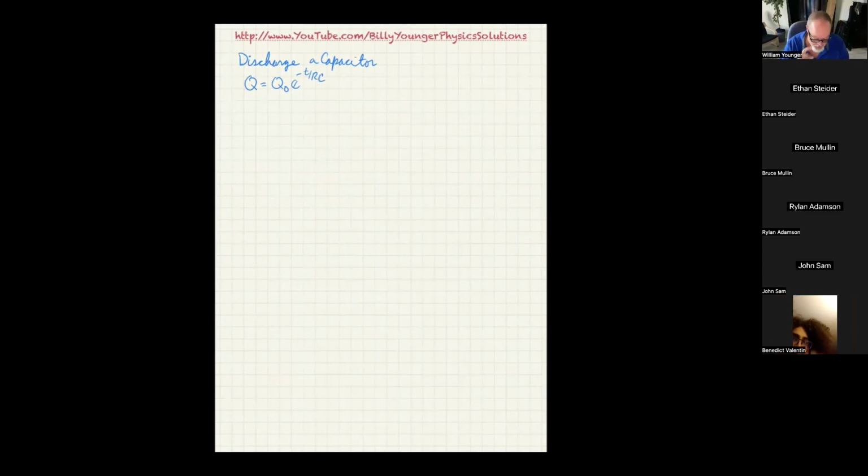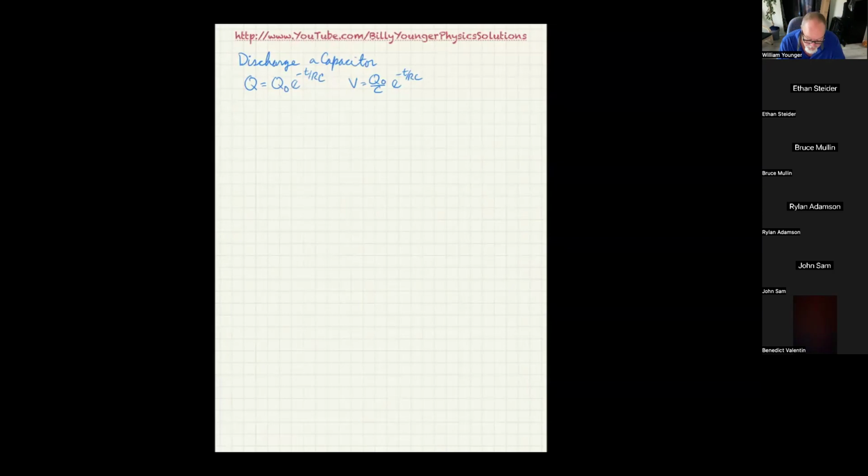And of course, you can see that the voltage is going to do the same thing. The voltage is going to be V0, but we can also say that's going to be basically Q over C. So we can call this Q0 over whatever the capacitance is. And that would be times e to the negative t over RC. So assuming that the charge and the voltage decay exponentially, you'd expect this to be the result.